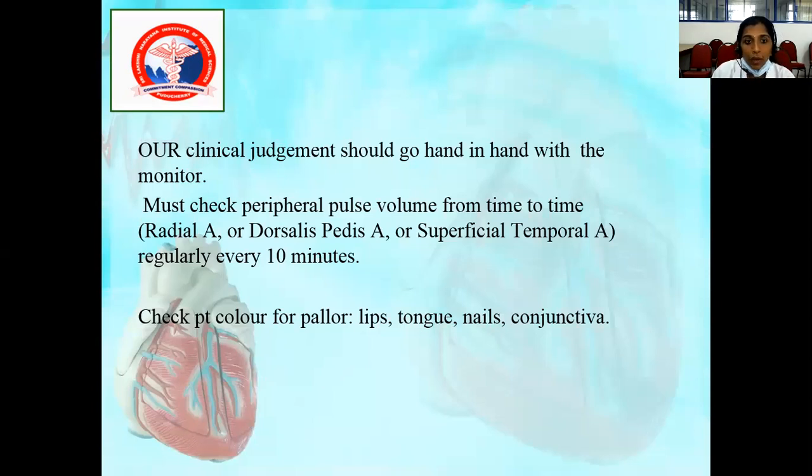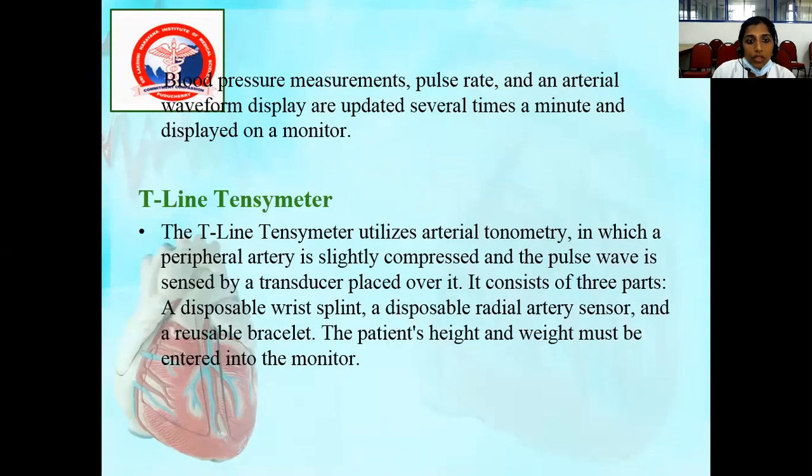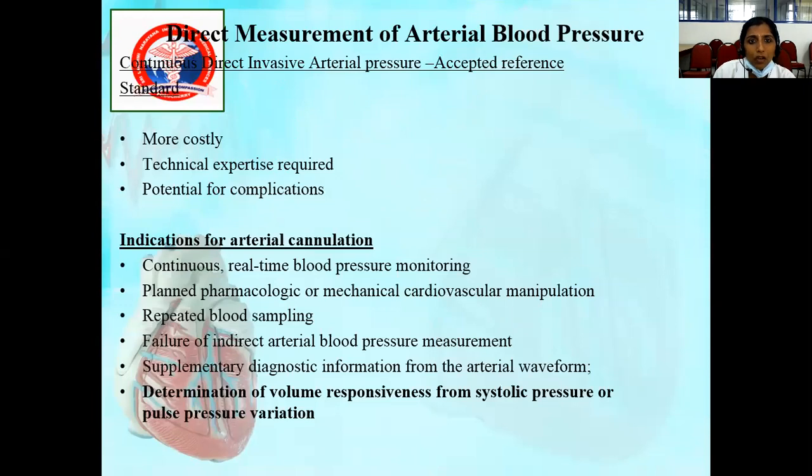Apart from that, you should also check the peripheral pulses from time to time. The most commonly used are radial and dorsalis pedis. You can also check the superficial temporal artery. You should also check the patient's color for pallor. Especially in surgeries where we are expecting high blood loss, looking for pallor in the tongue, conjunctiva, and lips can be very useful. So this is about the automated NIBP.